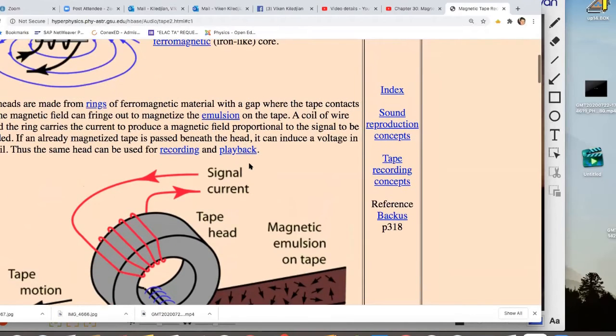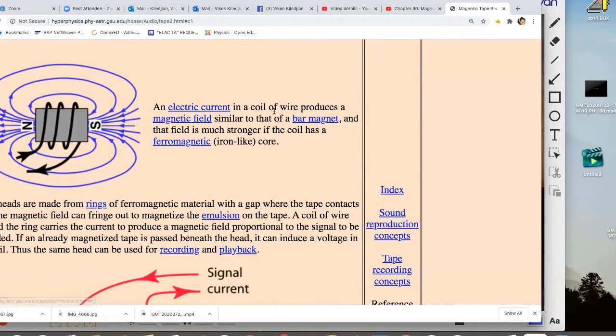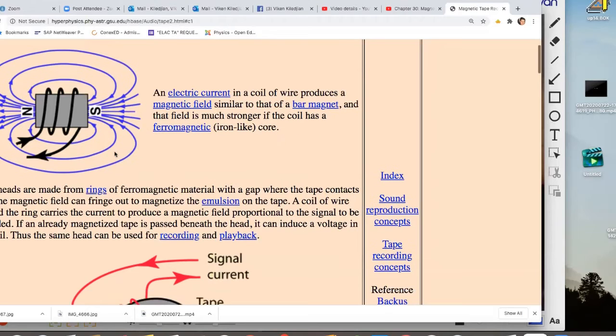So it uses an electric current in a coil of wire produces a magnetic field similar to that of a bar magnet. And that field is much stronger if the coil has an iron-like core. So you see they put an iron core inside the coil to strengthen the field.